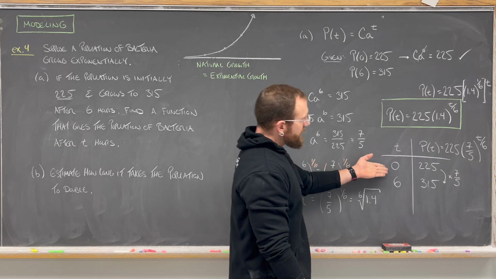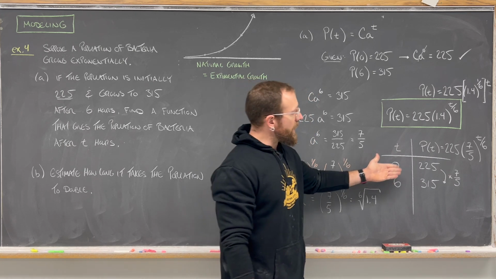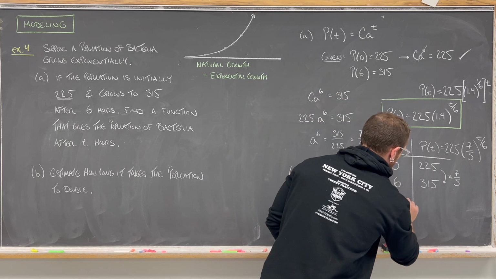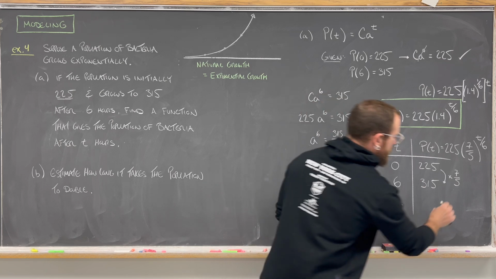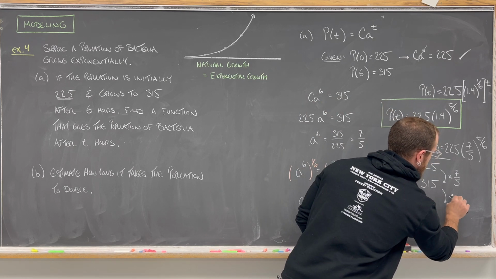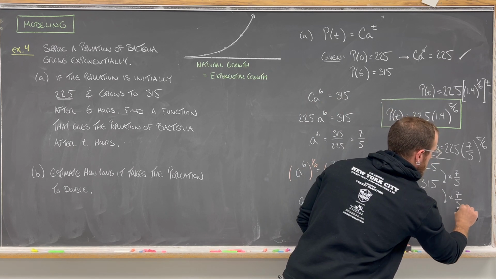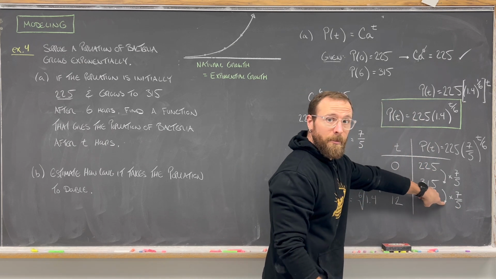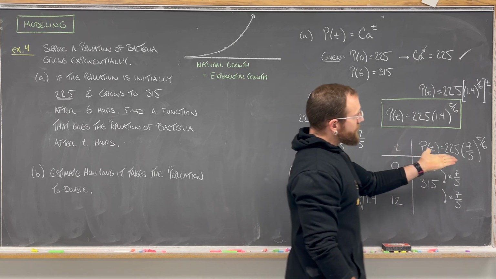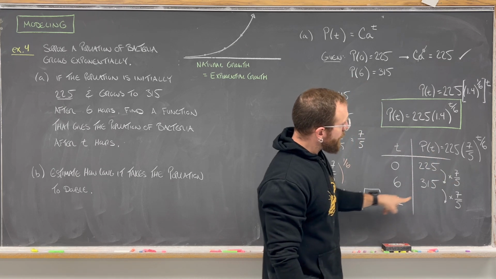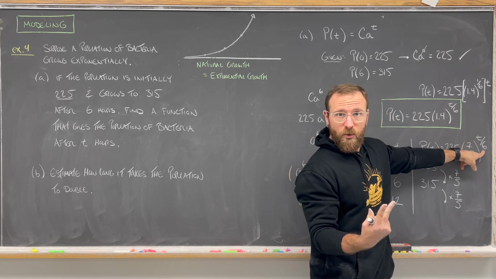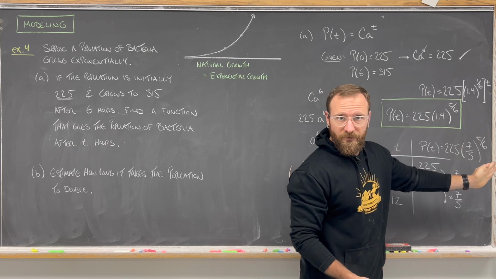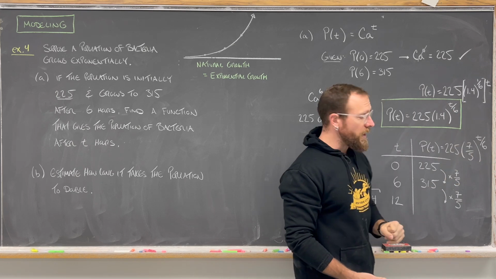Well, the idea here is that every time you wait 6 hours, the population gets multiplied by that same amount. If you wait 12 hours, the population is going to get multiplied by 7/5 again. That is to say, if you wait another 6 hours, the population gets multiplied by that same number of 7/5. The equation makes that clear. If I let t equal 12, 12 divided by 6 is 2, and so you should take 225 and multiply it by 7/5 times 7/5. That is to say 7/5 squared.